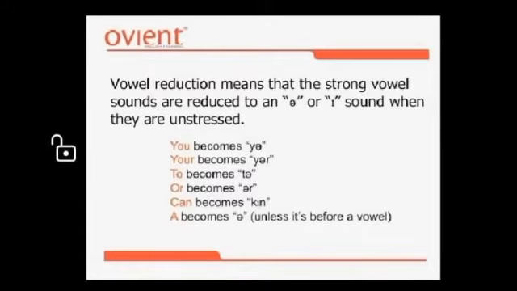Vowel reduction means that the strong vowel sounds are reduced to a schwa or short I sound when they are unstressed. U becomes y. U is a strong form. Y is a weak form. Your becomes your. Your is a strong form. Your is a weak form.